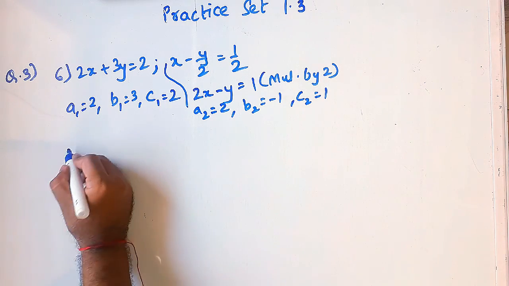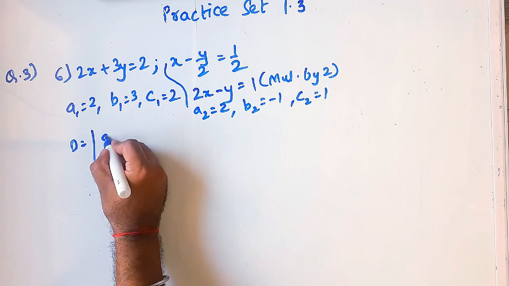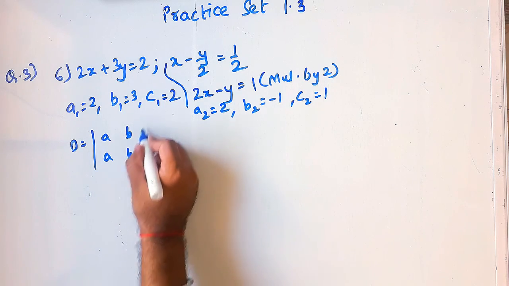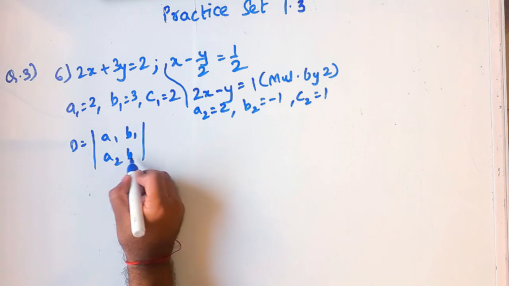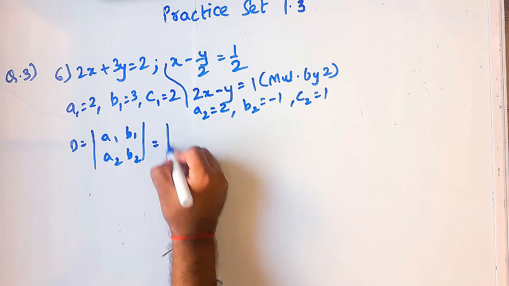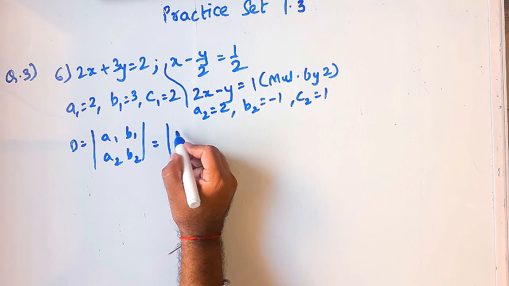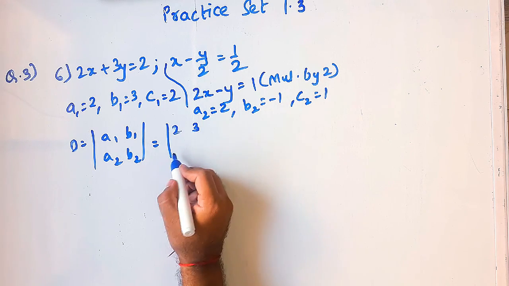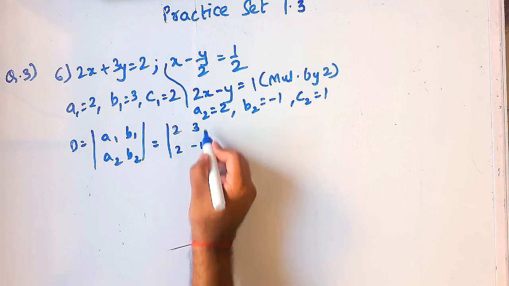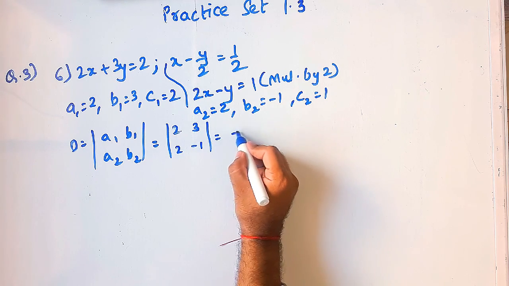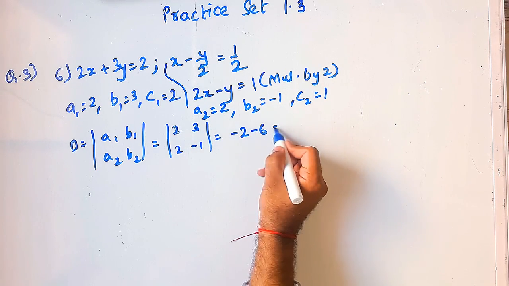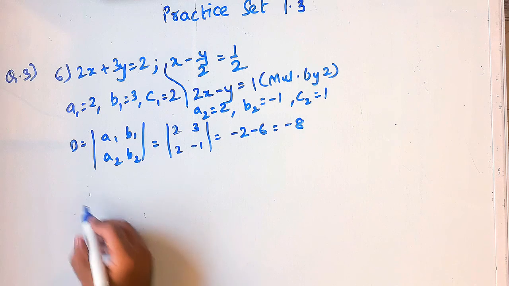Now you can write what is D. D you know it is a1 b1, a2 b2. So what is a1 b1? 2 3, a2 b2 2 minus 1. So this is minus 2 minus 6, minus 8 we are getting.